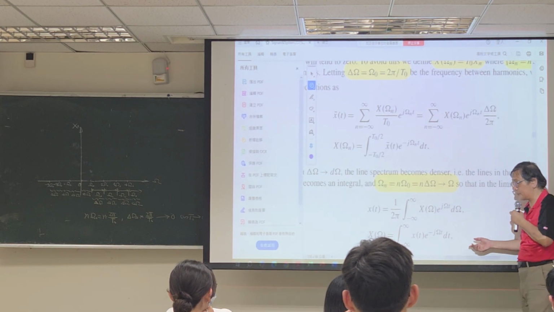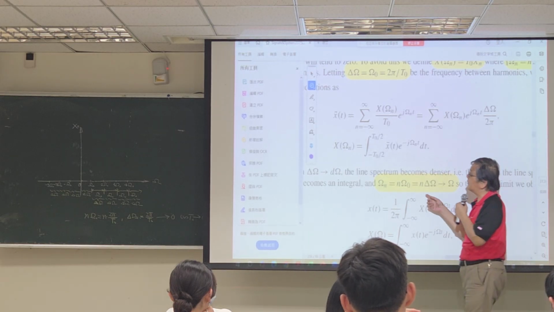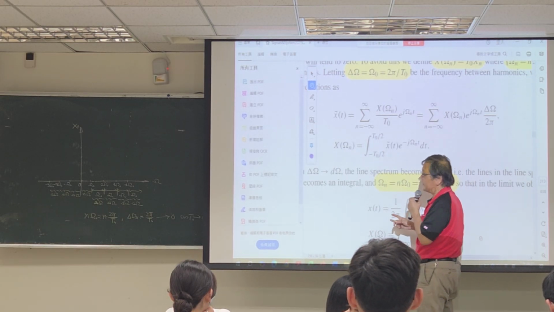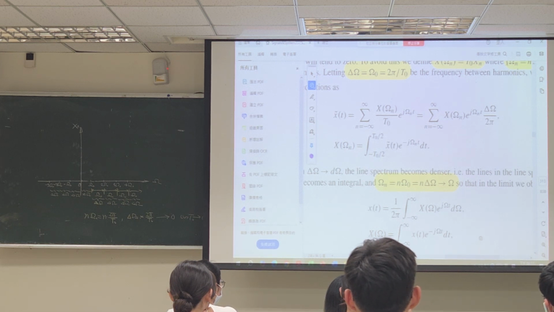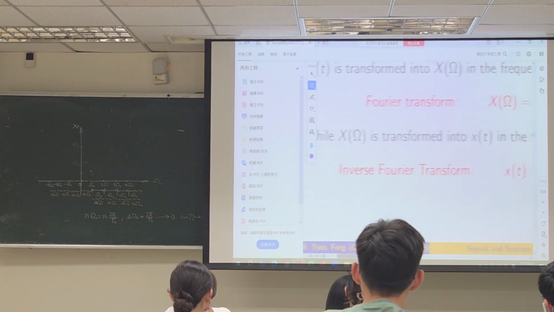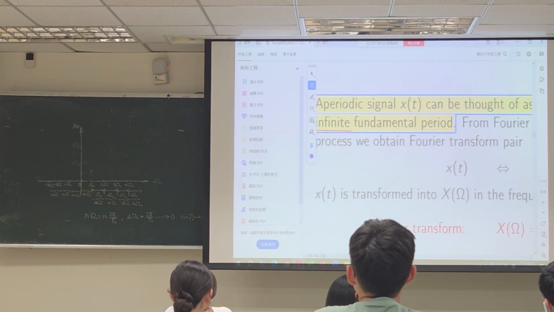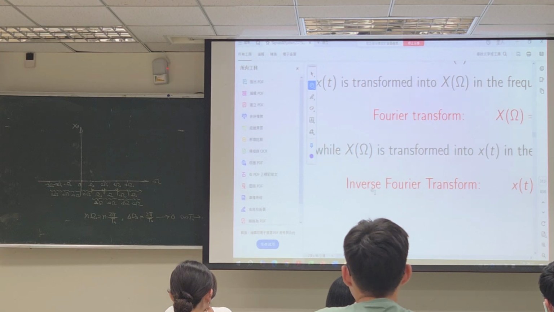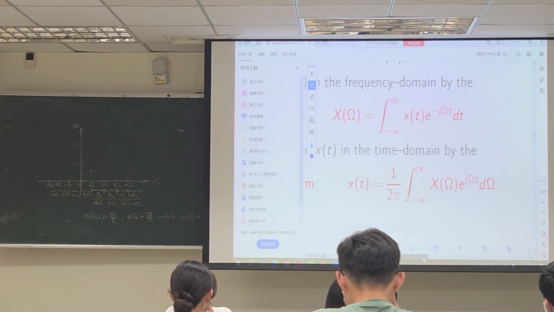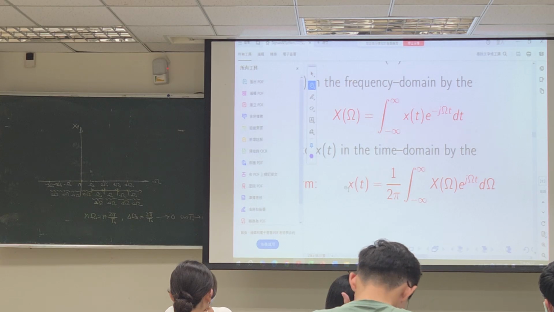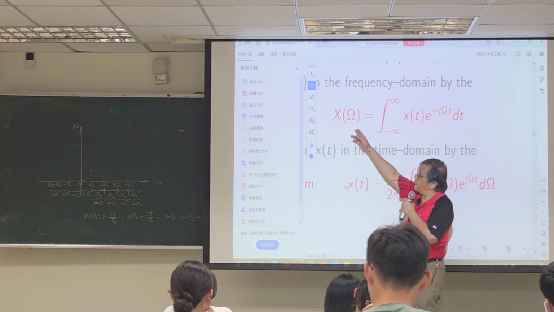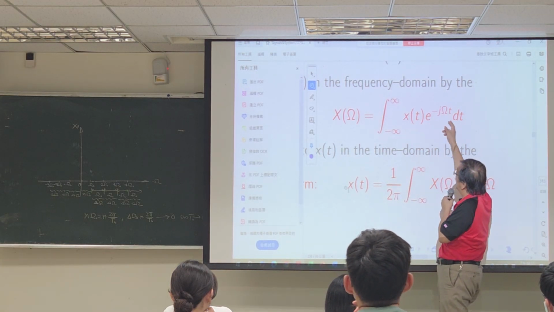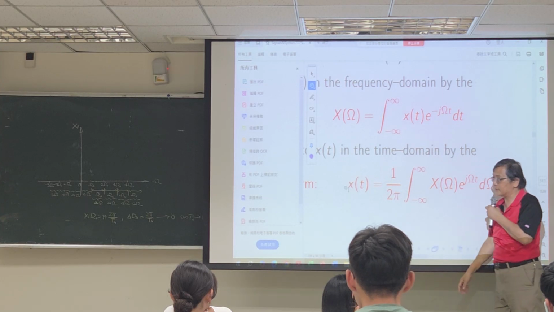It's similar to the Fourier series expansion, except that the period T sub 0 goes to infinity. So we use the periodic function to approximate a non-periodic function. We call that an aperiodic function. And then we have the Fourier transform. Got it? So the frequency component, x of omega, is the time function projected onto the complex exponential function.